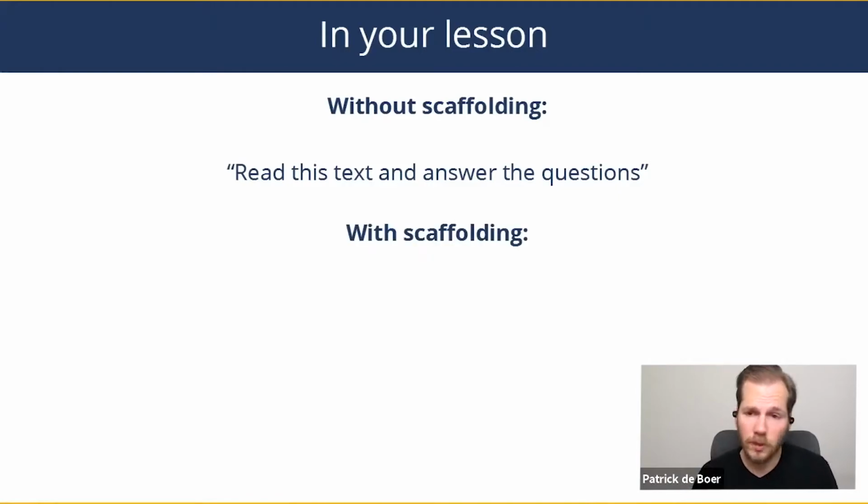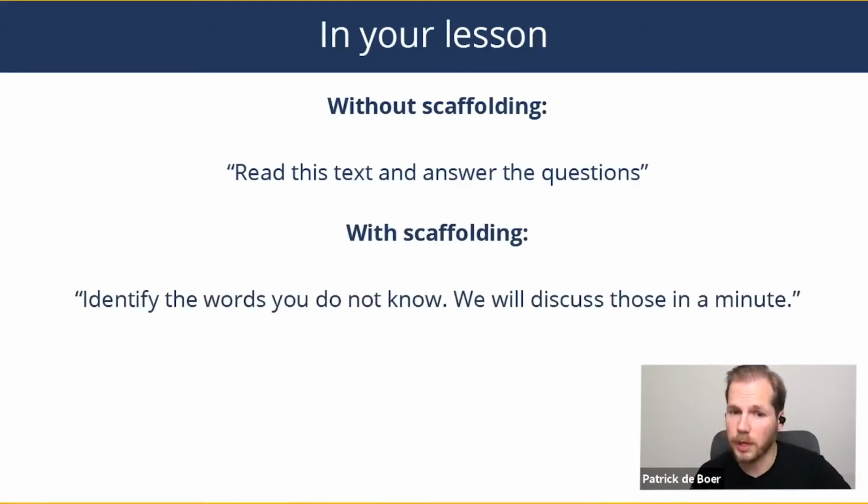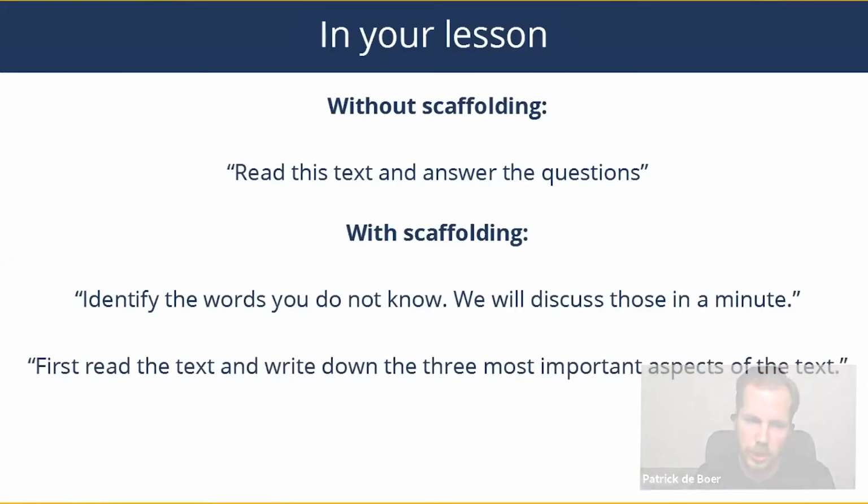So, for example, with scaffolding, you might say, identify the words you don't know, and we will discuss those in a minute, before you start reading the text and answer the questions. Or another thing you can say is, first read the text and write down the 3 most important aspects, so that afterwards you can discuss, okay, do we now understand what the text is about? And then you start answering the questions that you are supposed to answer.